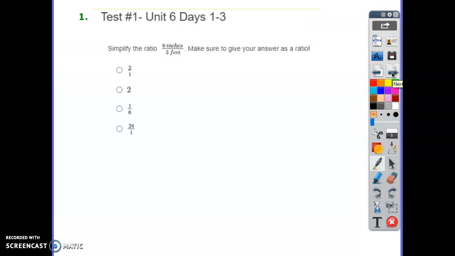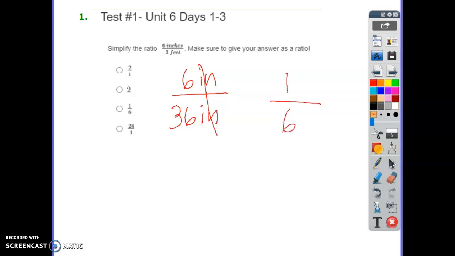Number 1, simplify the ratio. So first thing we notice is we have 2 different units, inches and feet. I'm going to go ahead and change the feet into inches. There are 12 inches in a foot, so 3 feet equals 3 times 12, 36 inches. Now the units can cancel. 6 goes into 6 once, 6 goes into 36 6 times, so the answer is 1/6 or 1 to 6.